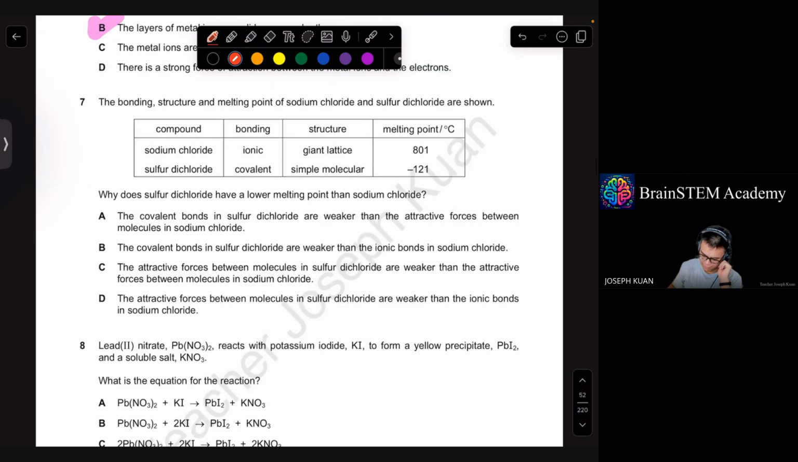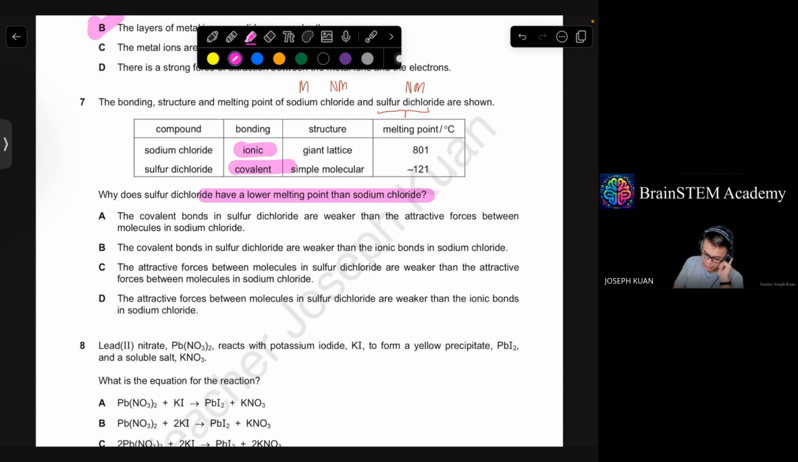Moving on to 7. The bonding structure and melting point of sodium chloride and sulfur dichloride is shown. Why does sulfur dichloride have a lower melting point than sodium chloride? All right, so sulfur dichloride is actually composed of 2 nonmetals, and sodium chloride is composed of 1 metal and non-metal. So, which pretty much tells you that it's an ionic compound and a covalent compound, respectively, for both compounds.